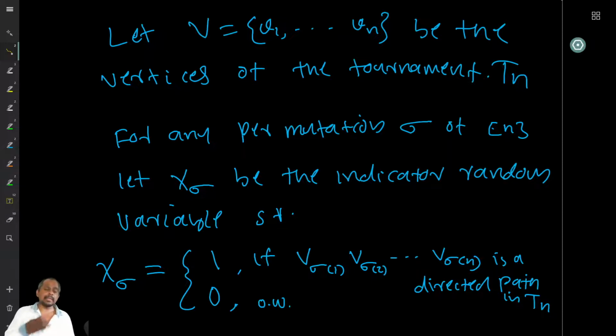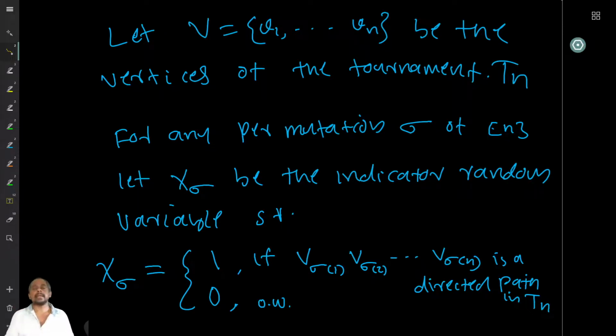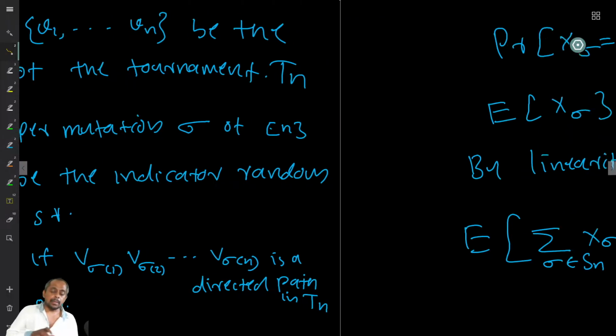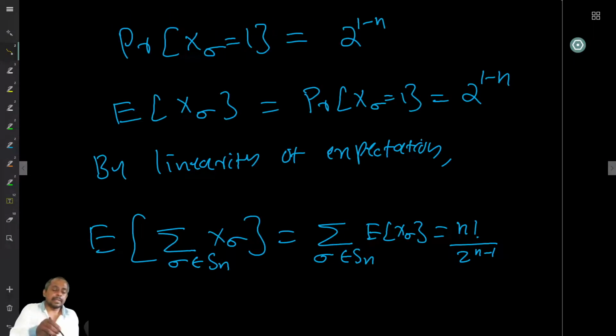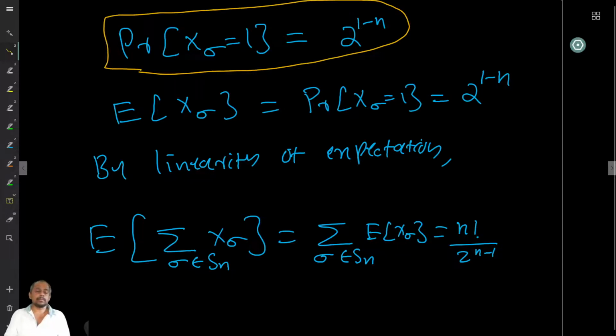So what does this indicator random variable say? It basically shows the event that the corresponding path that we have defined is a directed Hamiltonian path, because we have all the vertices here in this order. If the corresponding path is a directed path, then it's a Hamiltonian path. The indicator random variable basically tells you whether the arbitrary path that we choose is a directed Hamiltonian path or not.